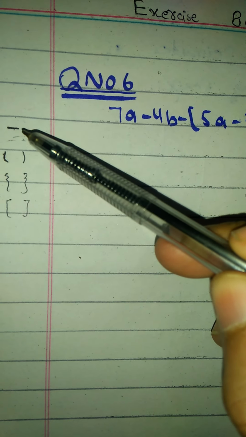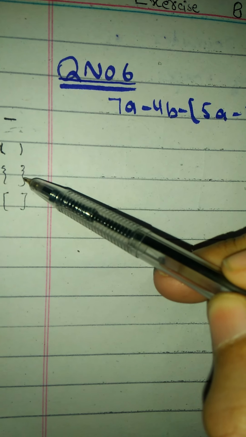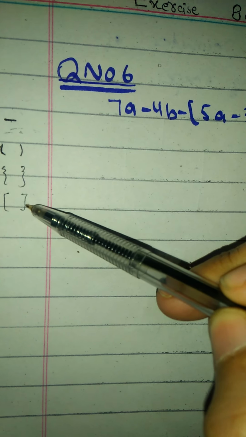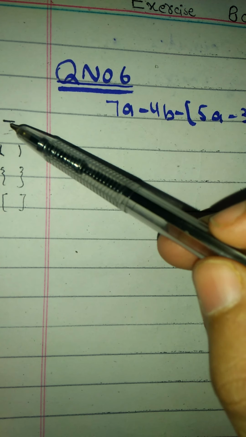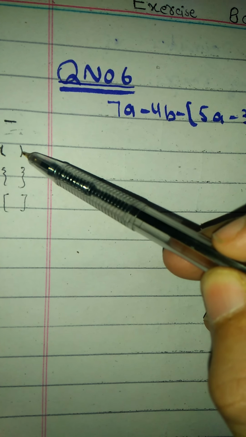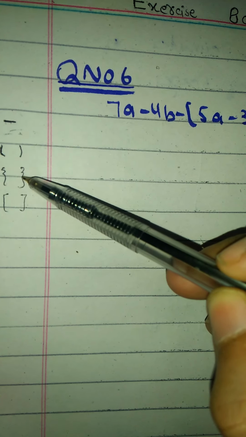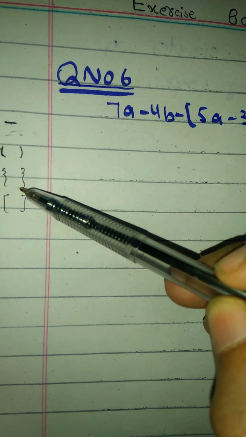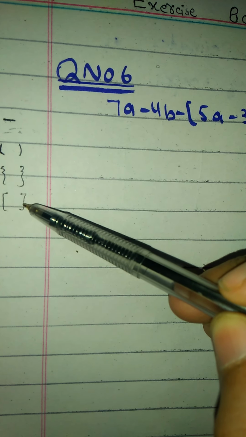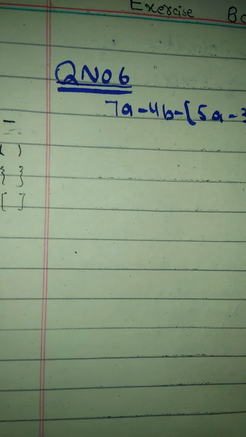Recall that if we are given vinculum, parenthesis, braces and bracket in the same problem, then we will first take off the vinculum, and in the second step we will take off the parenthesis. Third, we will take off the curly bracket or braces, and at the end we will solve the bracket or large bracket.